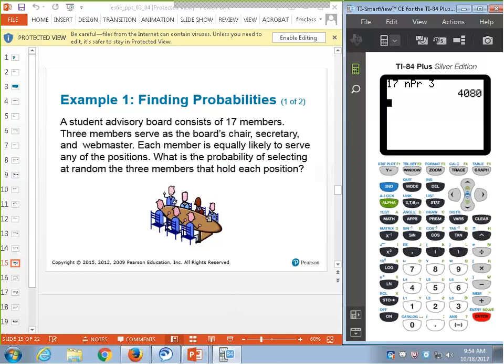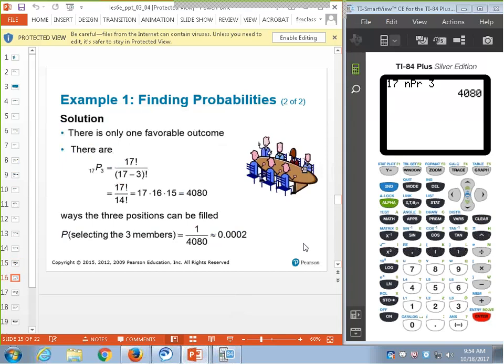So where was that 3? One over... sorry, what was that number? Three. Number 3, 17P3, right there. We were selecting a chair, a secretary, and a webmaster. 3 positions. Yeah, 3 positions.